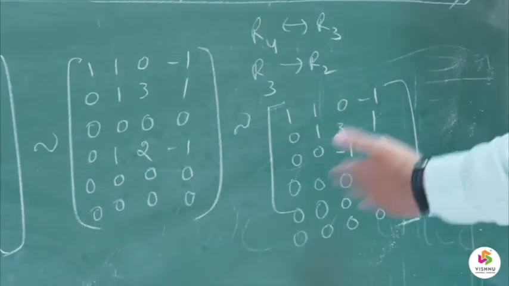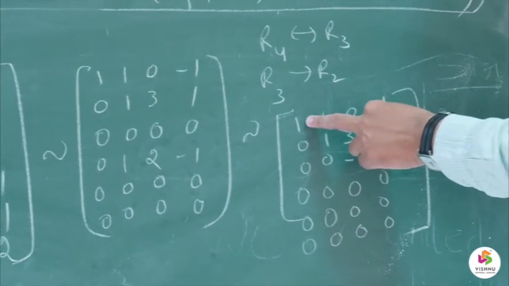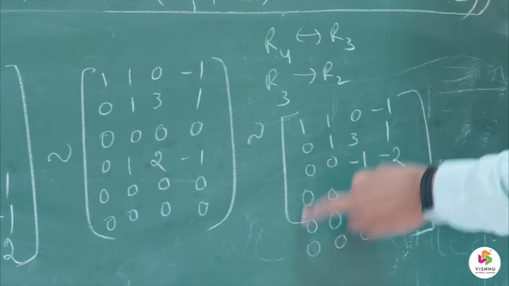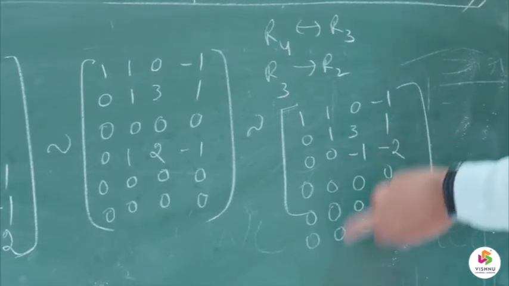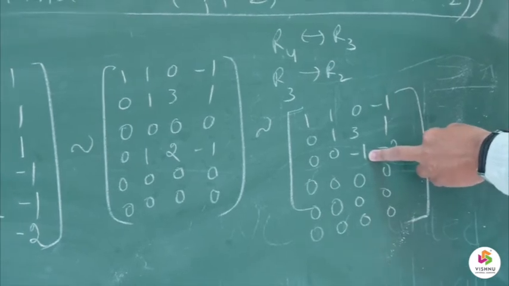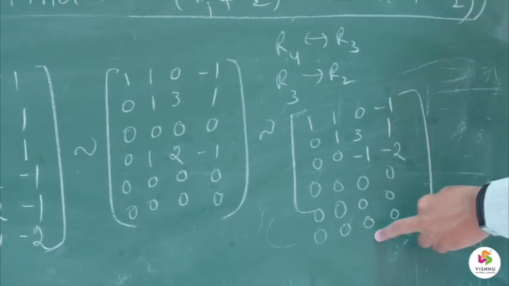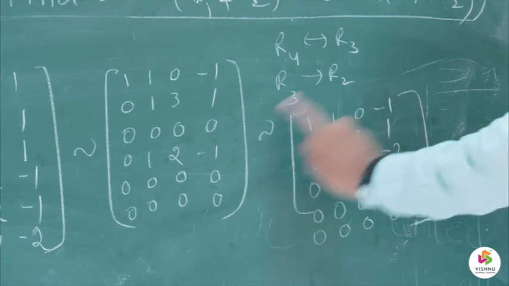Here you can observe that it is in echelon form. All the values below the first diagonal value are completely 0. If you take second row second element, all the values below this are 0. If you take third row third element, all the values below this are 0. So definitely it is in the echelon form.